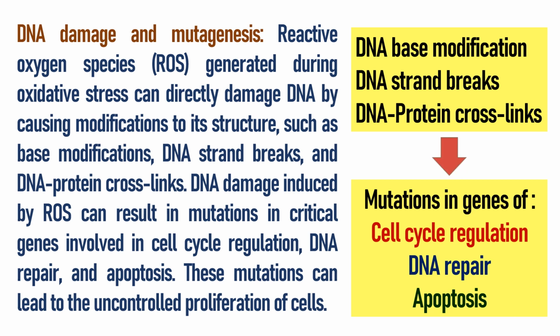DNA damage and mutagenesis. Reactive oxygen species generated during oxidative stress can directly damage DNA by causing modifications to its structure, such as base modifications, DNA strand breaks, and DNA protein cross-links. DNA damage induced by reactive oxygen species can result in mutations in critical genes involved in cell cycle regulation, DNA repair, and apoptosis. These mutations can lead to the uncontrolled proliferation of cells.